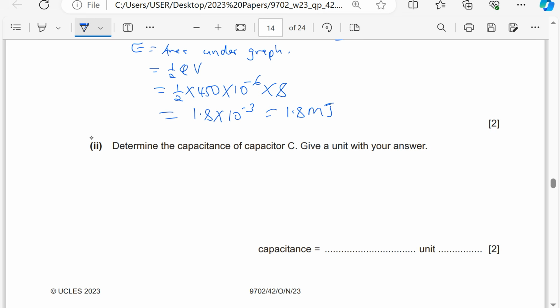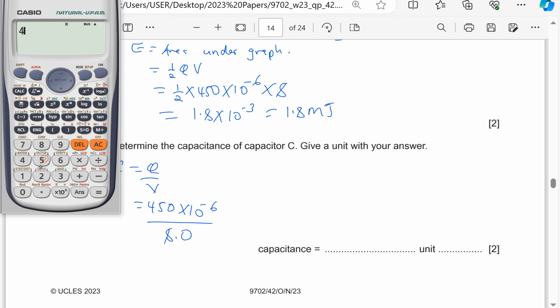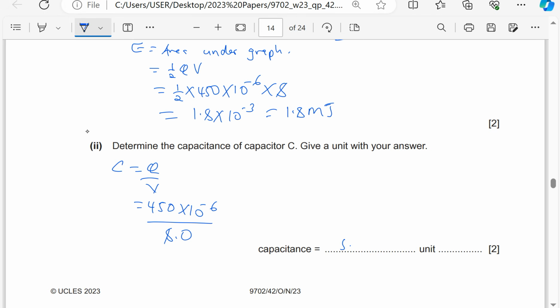Of course, we know by definition, capacitance is equal to Q over V. So if it is fully charged, Q is 450 times 10 to the power of minus 6 divided by 8.0. So 450 times 10 to the power of minus 6 divided by 8, that is 5.63 times 10 to the power of minus 5. Of course, the unit of capacitance is the farad.